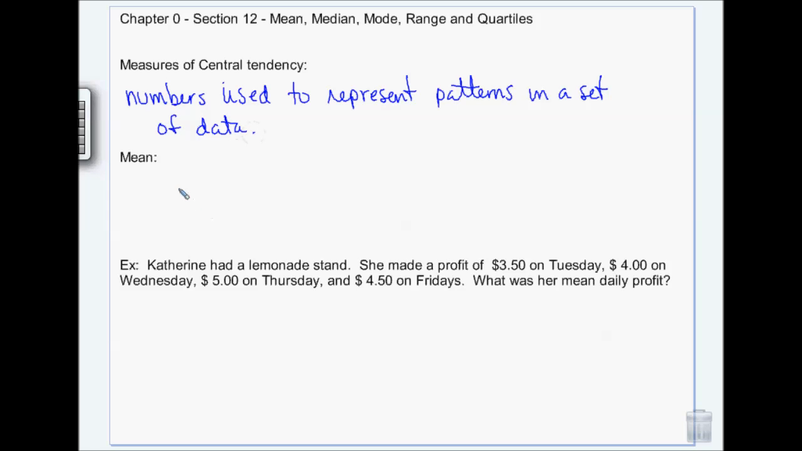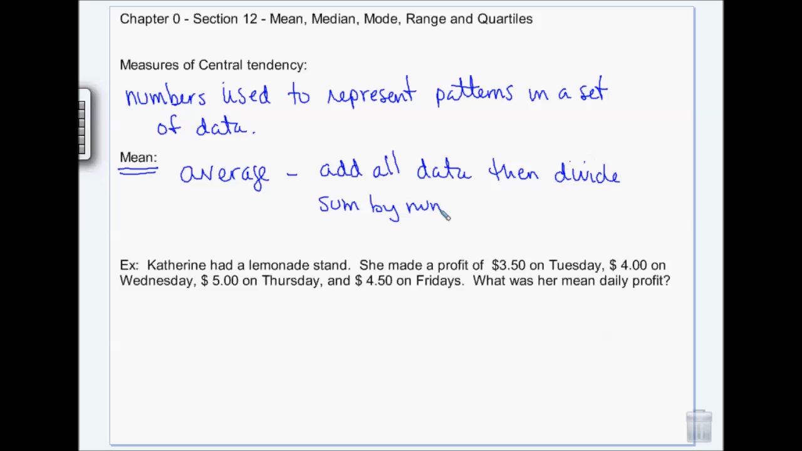Okay. One of the measures of central tendency is the mean. You already know how to do this, but you're maybe not used to this word. Mean is the same thing as average. And to find the average, you add all of your data, and then you divide that answer by the number of numbers that you added.